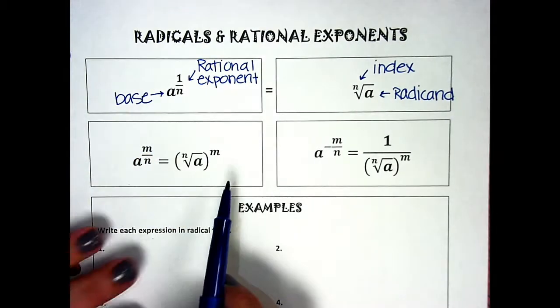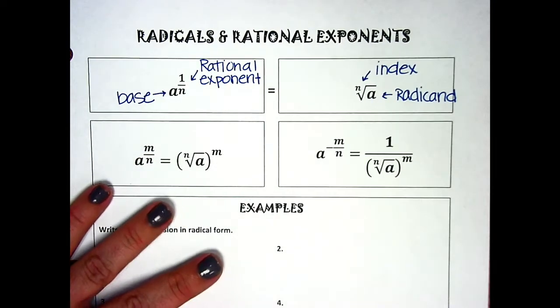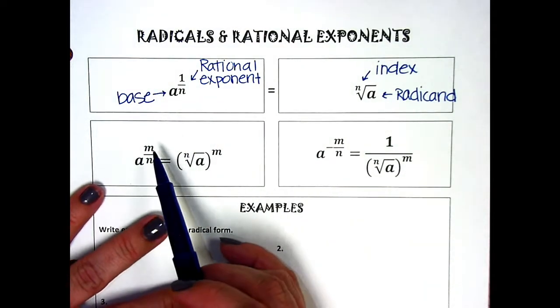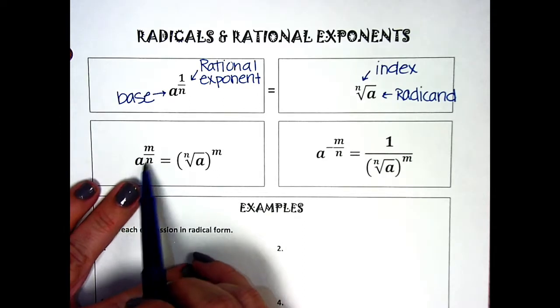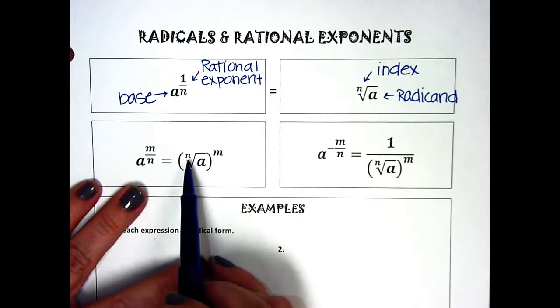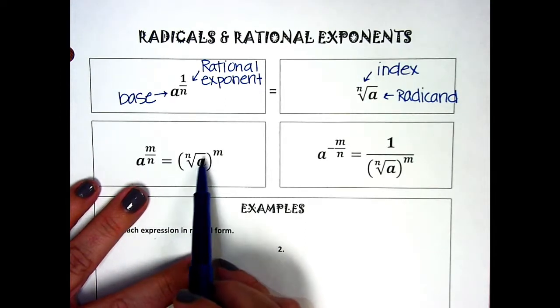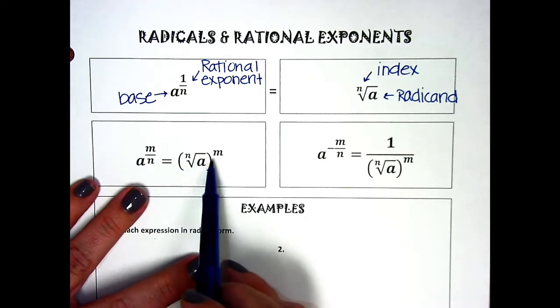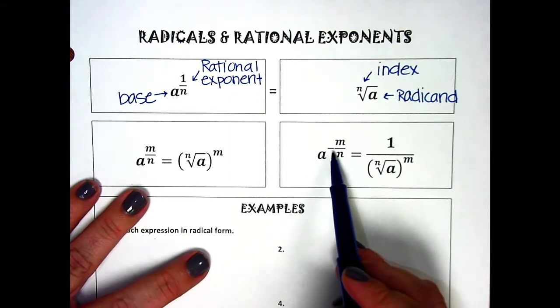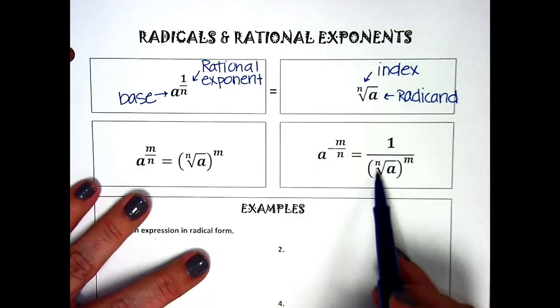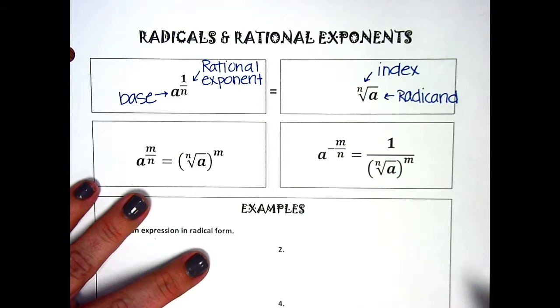Okay, and this is showing you how to change from a rational exponent into a radical. If I have a to the m over n, it's the nth root of a to the m power. And when my rational exponent is negative, it's just 1 over the nth root of a to the m power.